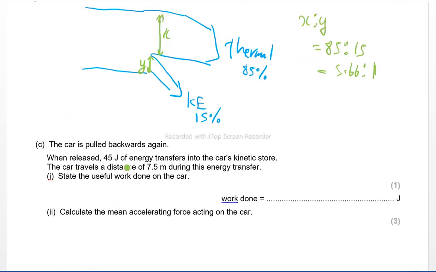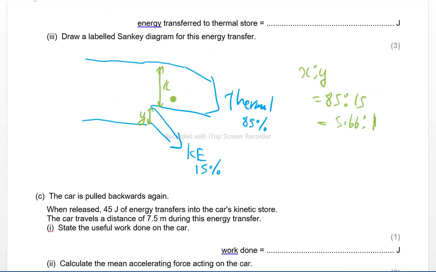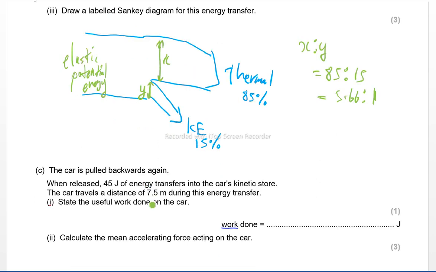The car is pulled backwards again. So these are the types of energies. Thermal energy is there, kinetic energy is there. The starting type of energy is what? Elastic potential energy, right? Okay, all right. Moving to the next question.